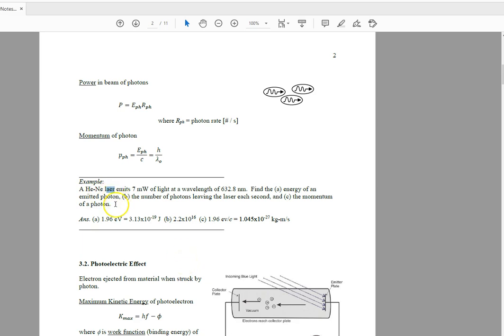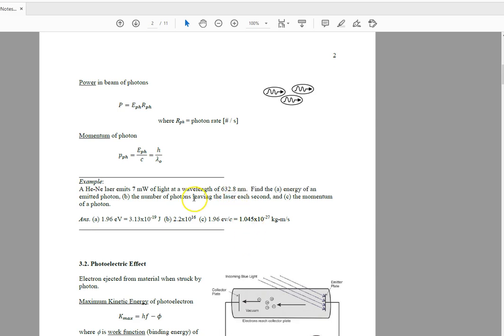Anyway, that's a laser. A helium neon laser is a common laser. We have more than a couple in the department, and I often do demos with them. It's a gas laser. The ones we typically use emit around 7 milliwatts of power. The main wavelength of the helium neon laser, where they're usually tuned, is a red wavelength of 632.8 nanometers. That's the free space wavelength. So we're going to find the energy of a photon, the number of photons leaving the laser each second, and the momentum of a photon. Oh, look here, I got it spelled correctly.